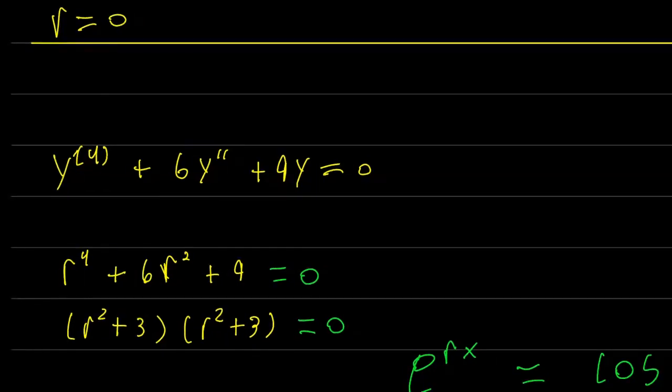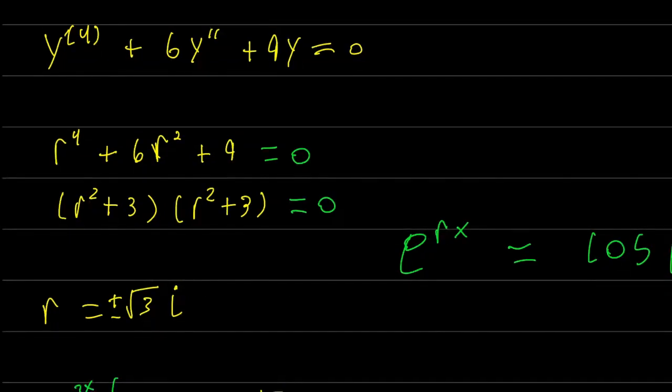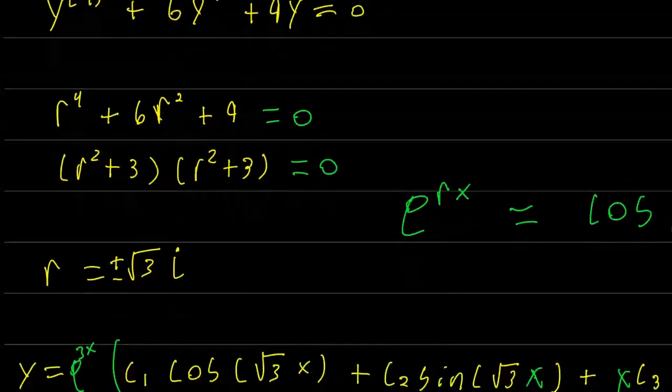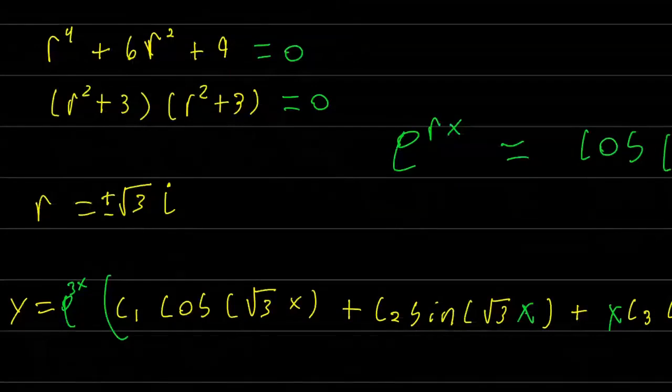So for this problem we have y prime, and we want to find the characteristic equation. So this will be r to the 4th plus 6r squared plus 9. So we factor it out and we get r squared plus 3 for both, so this will be an imaginary number, because since it's plus 3, it's going to be an imaginary number. So it'll be plus minus square root of 3, the imaginary.